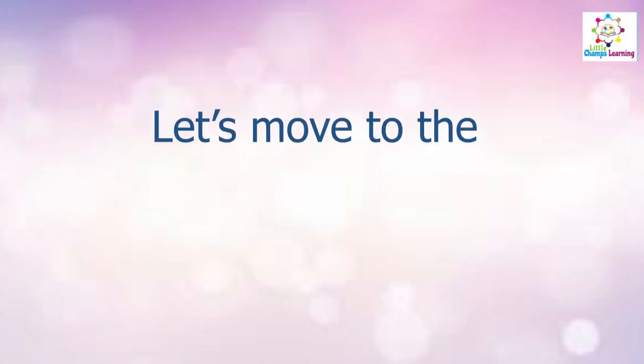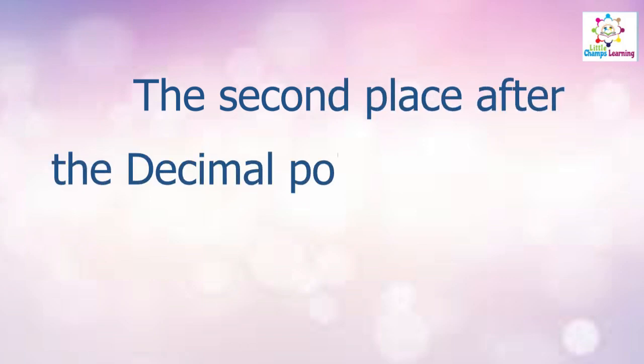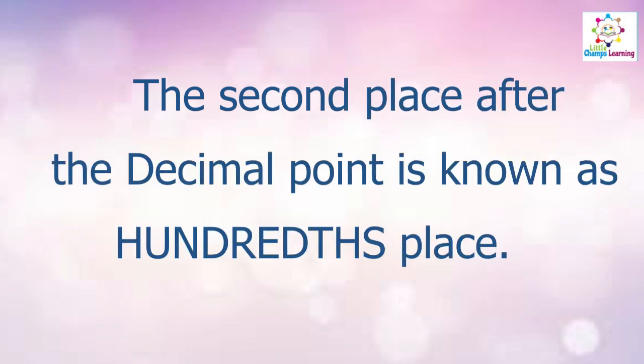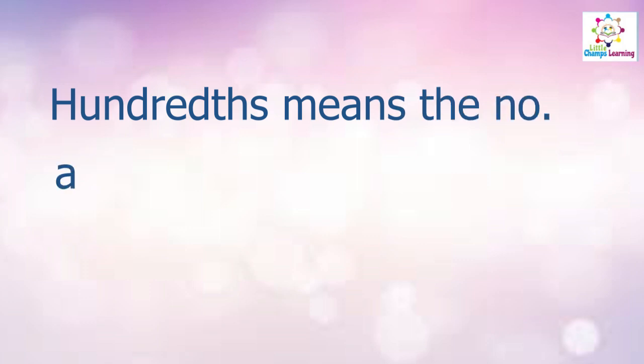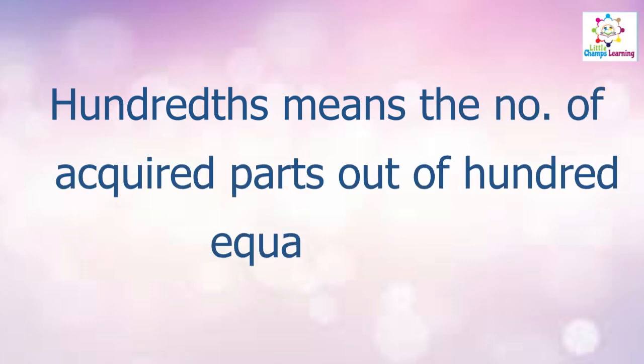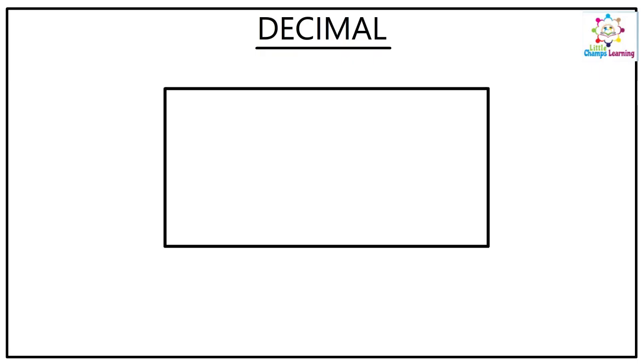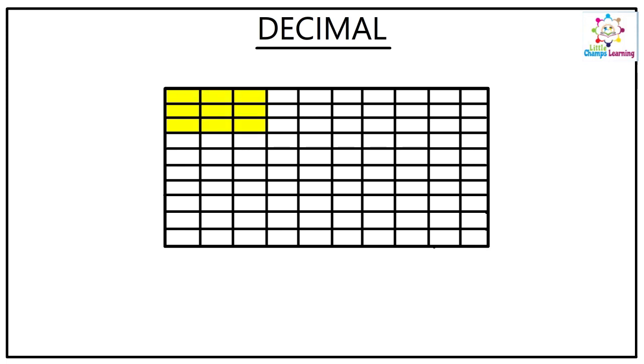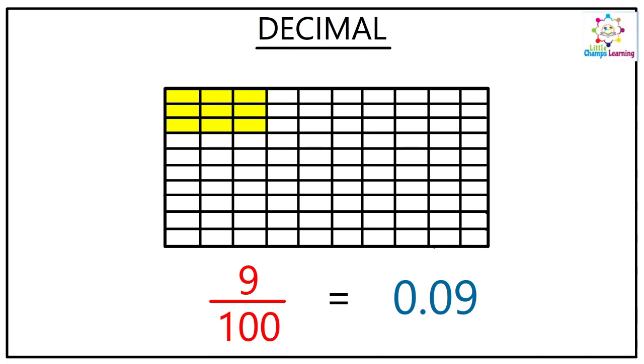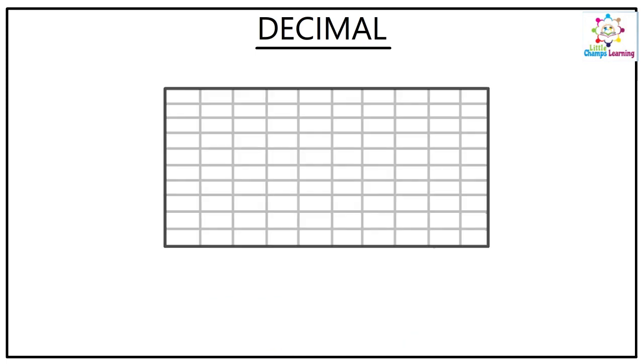Let's move to the hundredths part. The second place after the decimal point is known as the hundredths place. Hundredths means the number of parts out of 100 equal parts. If 9 parts out of 100 are shaded, then we can say 9 over 100 or 0.09. Since there are two zeros in the denominator of 9 over 100, there are two digits to the right of the decimal point. Look at this figure.